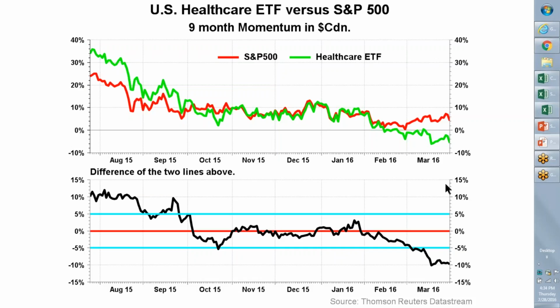Now let's take a look at how we generate a sell signal using momentum and how we get out of an outperforming ETF now that it starts to underperform. Here's a real life example.